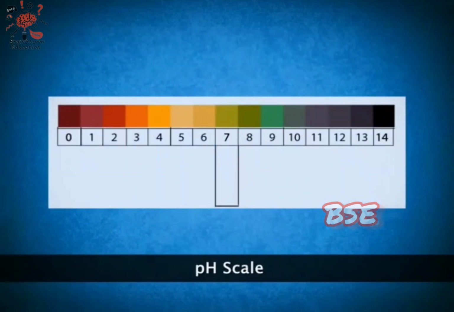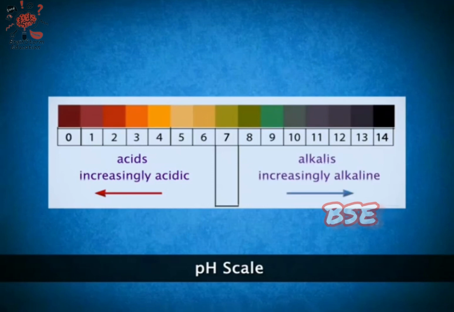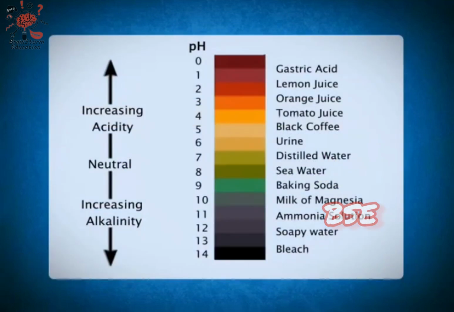The pH scale ranges from 0 to 14. pH equals 0 represents a very acidic condition. pH equaling 14 represents a very alkaline solution. The pH value of a neutral solution is 7. The pH values of various substances are shown here.